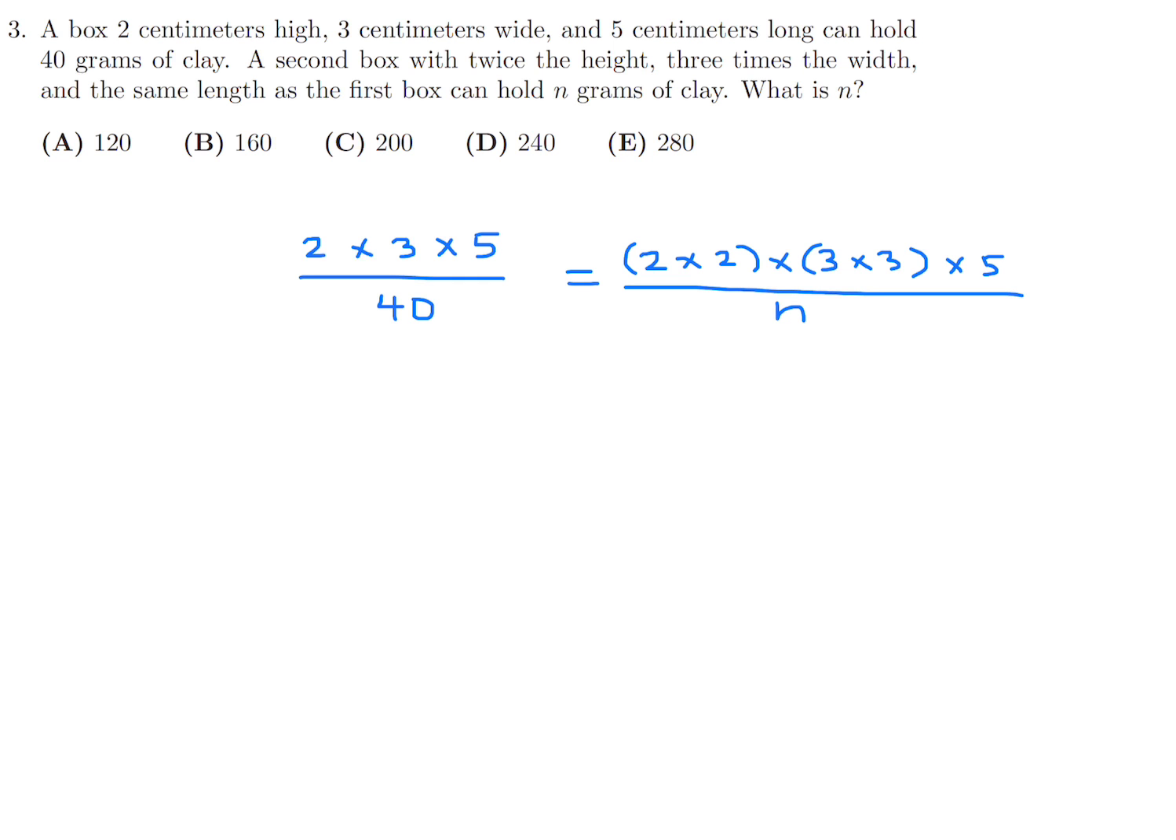So this is basically a simple comparison question. We can eliminate the 2's, the 3's, and the 5's. So the only thing left on this side is 1 over 40, and on this side would be 2 times 3, which is 6 over n. Cross multiply, and you get n is equal to 6 times 40, which is 240. So therefore, number 3, the answer is D.